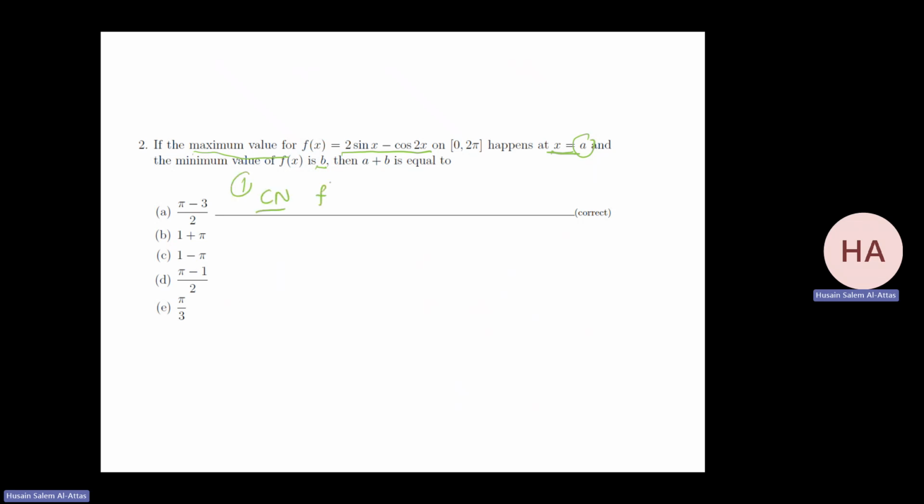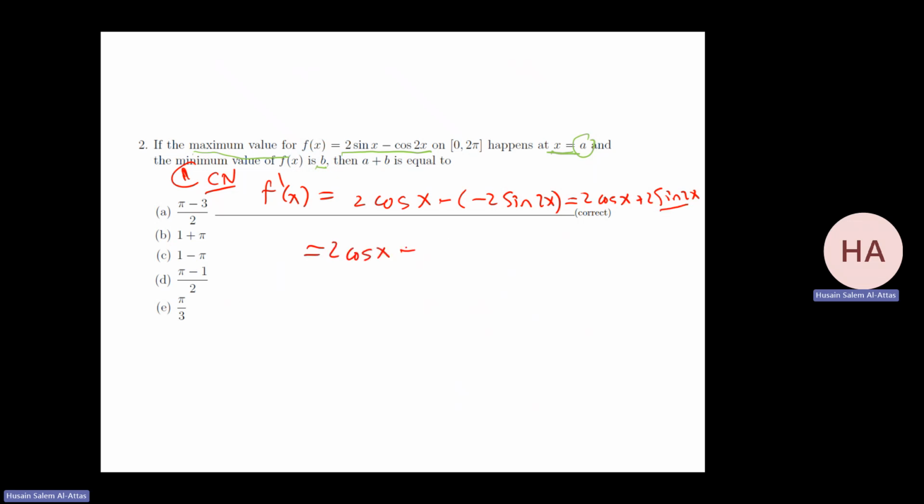Critical numbers. F prime will be what? Be careful. So I have f prime, and this is my first step, the critical numbers. It will be 2 cosine x plus 2 sine 2x. I know sine 2x is 2 sine x cosine x, so that will be 2 cosine x plus 4 sine x cosine x, which is 2 cosine x times 1 plus 2 sine x.